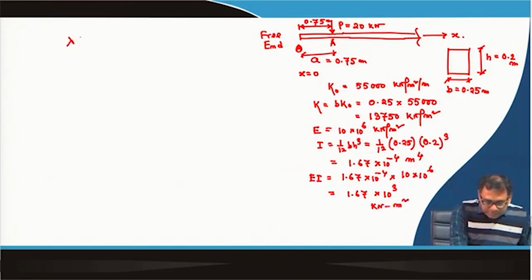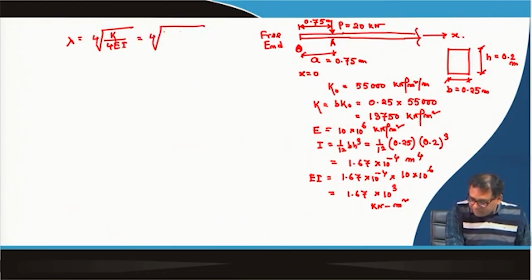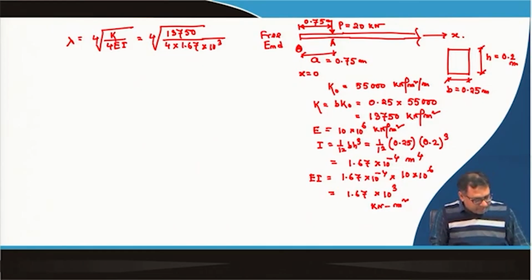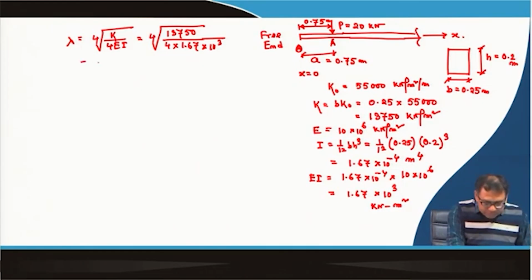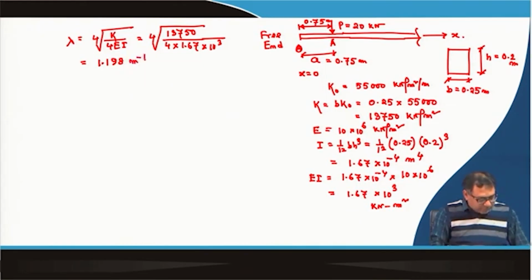So, the lambda value I can calculate: fourth root of k by 4 EI. So, fourth root of 13750 over 4 times EI, where EI value is 1.67 into 10 to the power 3. So, this value is 1.198 meter to the power minus 1.